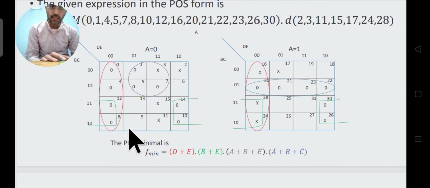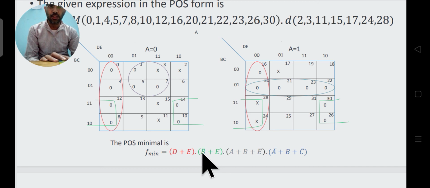If you do this, then again there will be two terms. The term will have two variables. So corresponding to this, if you see, B is not changing, and E is also not changing. So the variable will be B bar, because B is 1, and E. So B bar E. Corresponding to this, we are getting this term.